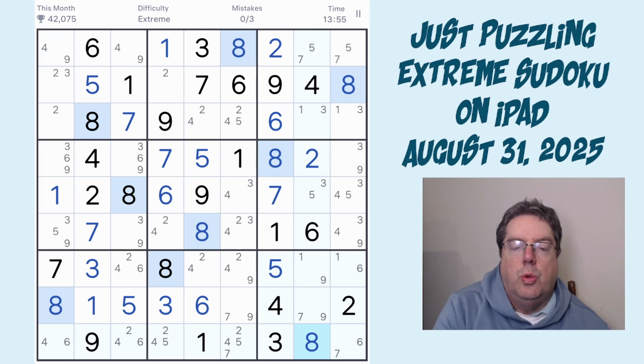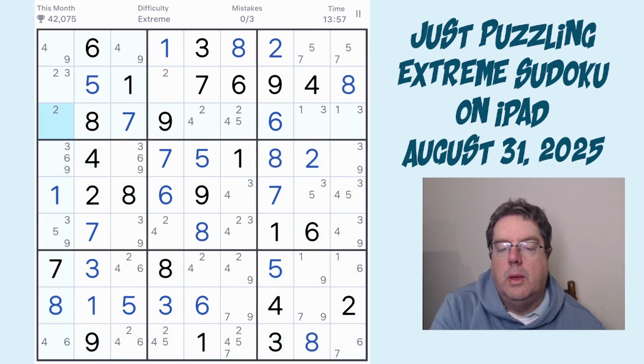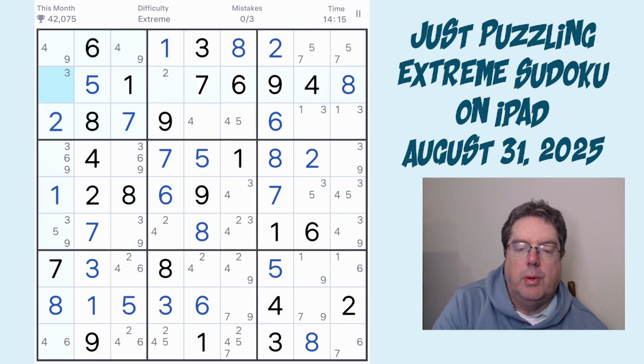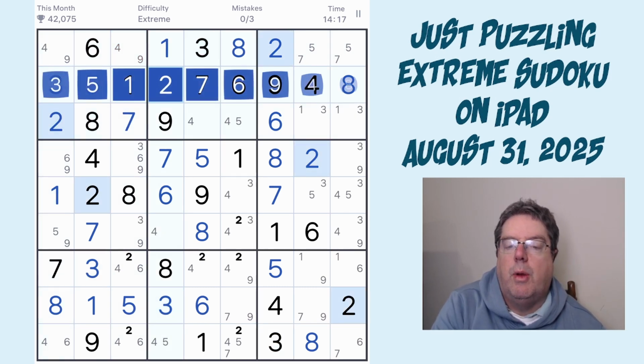Alright, so 2, 1, 2. Why have I decided the 3 can't be there? Because 3's there. 4 is up the top. 4, 5, 6, 7, 8, and 9 is up top. So it's definitely a 2. That means to be a 3, and this will be a 2 to finish off this row.